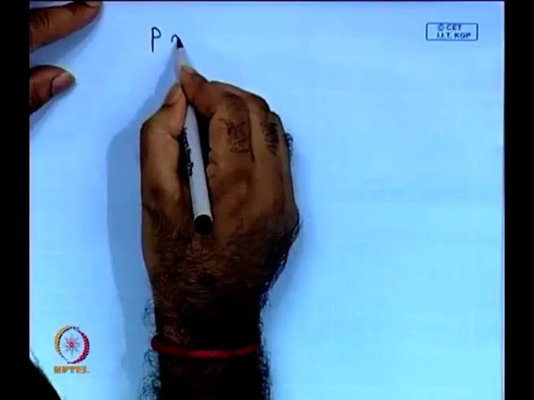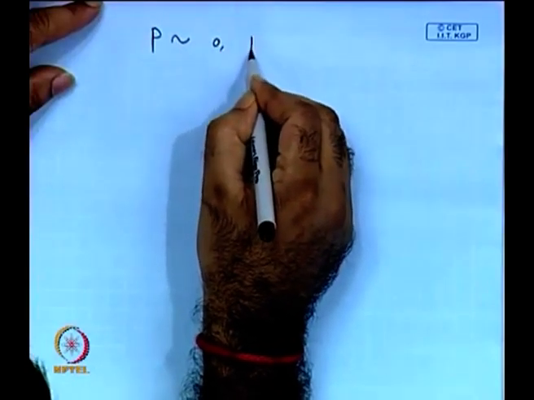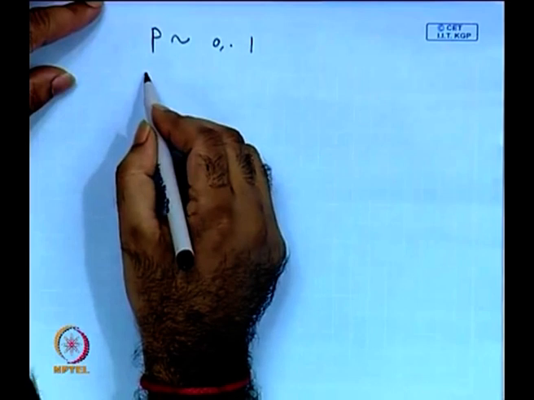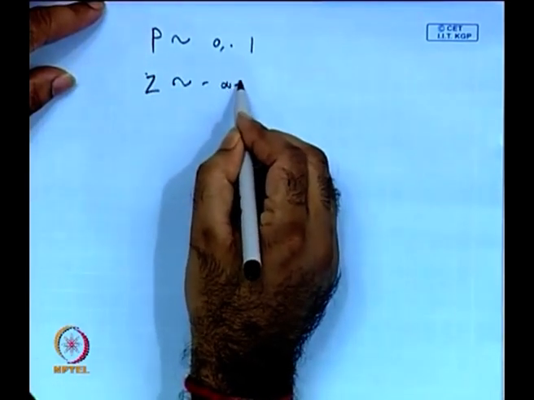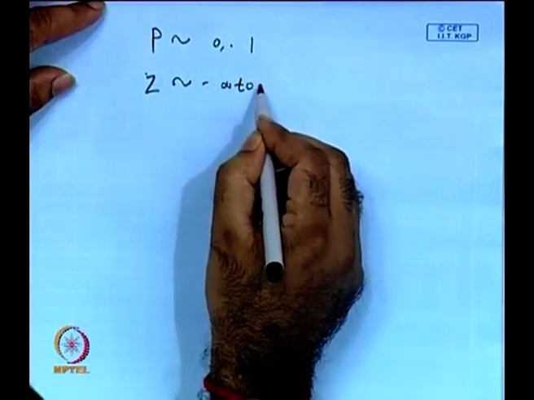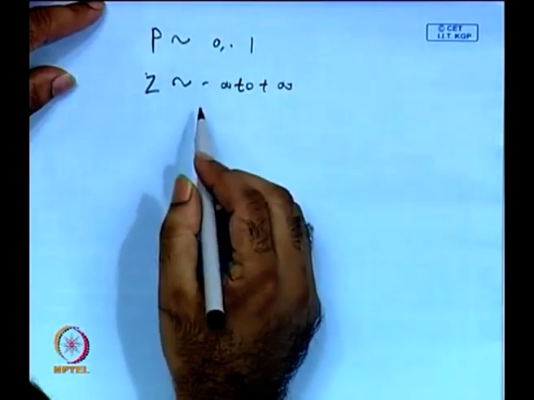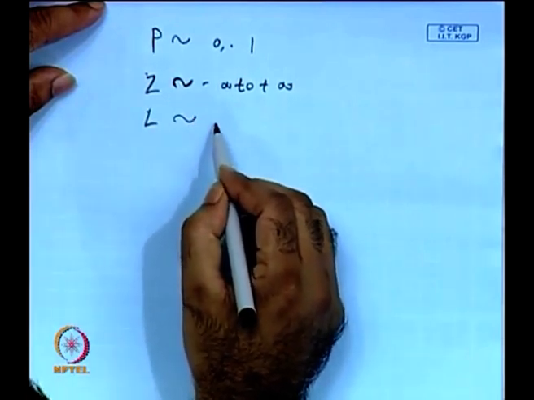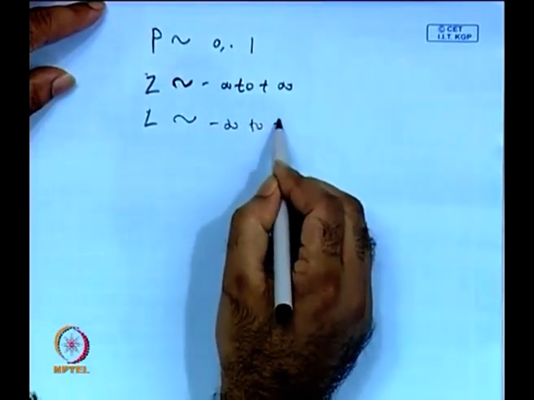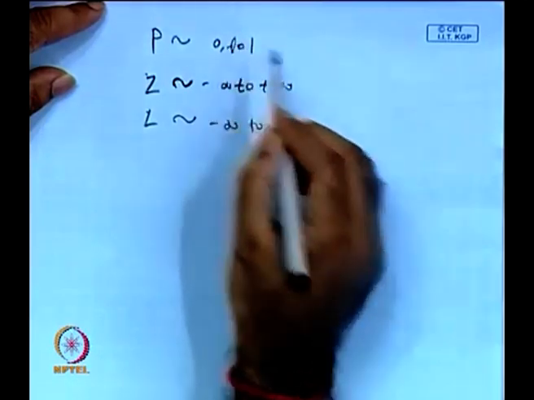Okay. So, now you know what you have to do. P generally lies between 0 to 1. So then obviously Z will lie between minus infinity to plus infinity. The logistic function will move from minus infinity to plus infinity, while this P is 0 to 1.